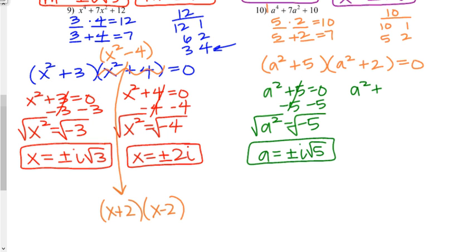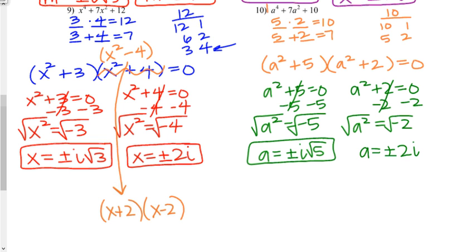And then a squared plus 2 equals 0. I subtract 2. I get a squared equals negative 2. And then I take the square root one more time to get a equals plus or minus, oops, I even messed up on the very last one. Plus or minus i root 2. There we go.